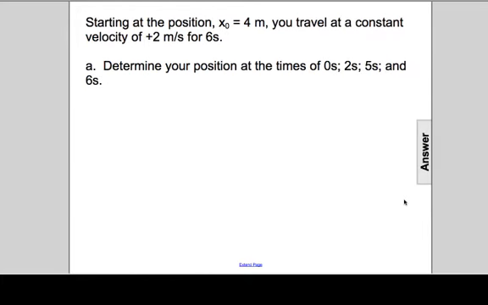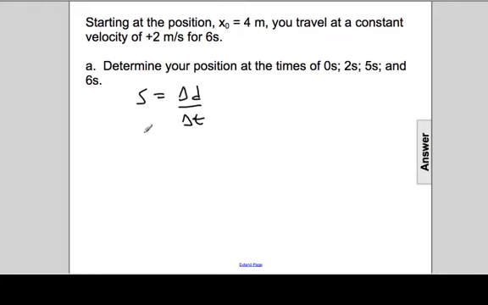So let's say we start at a position of 4 meters and we travel at a constant speed for 6 seconds. We can determine our locations, or our new positions, as time goes by. Let's write the equation for speed. We're going to assume that we're traveling with a constant velocity or speed, and we know speed is our change in distance per change in time.